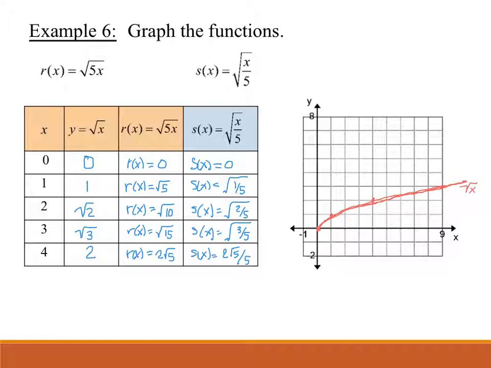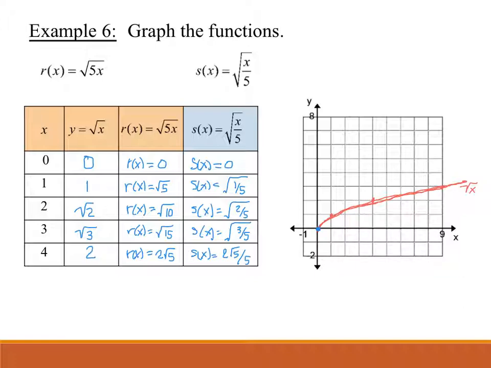So in example 6, we're going to graph the functions r of x is equal to the square root of 5x and s of x is equal to the square root of x divided by 5. And you see our table here. We have the parent function, which is y is equal to the square root of x, and we've graphed that onto the graph on the right hand side. Now we're going to look at r of x, and we see that it starts at the same point as the parent, right? It starts at 0, 0, and we're going to put it in blue.